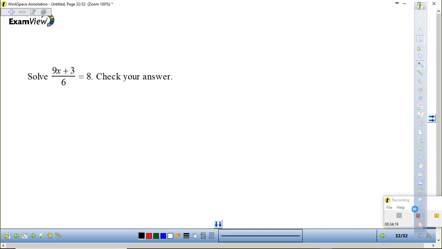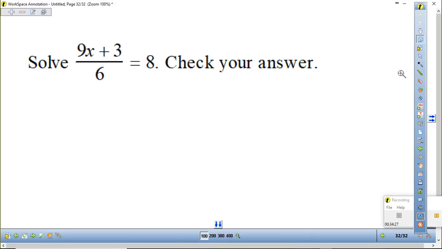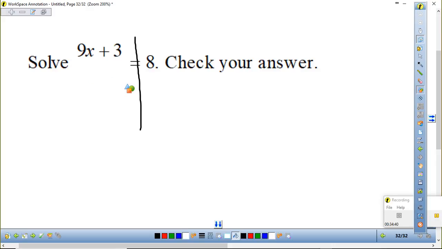Let me zoom in. It says, solve and check your answer. Line down the equal sign. So for this one, look up. Remember when we got to these, I said, guys, if I was to cover this, would you know what to do from there? Yes, which means we need to get rid of what? The 6. The 6 is dividing, so the inverse is to multiply times 6 both sides.